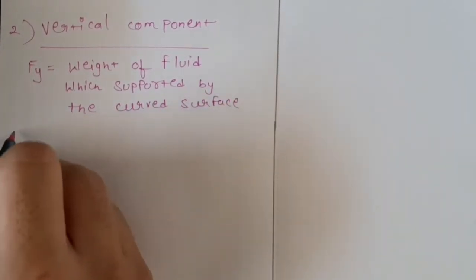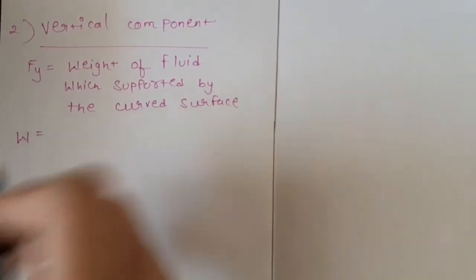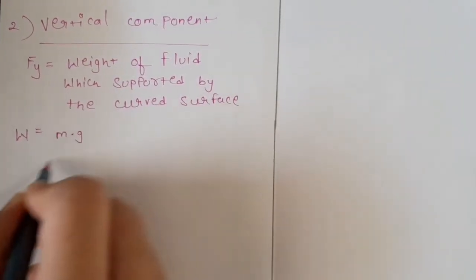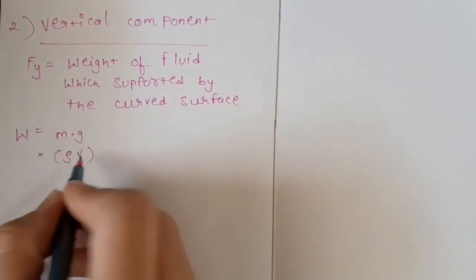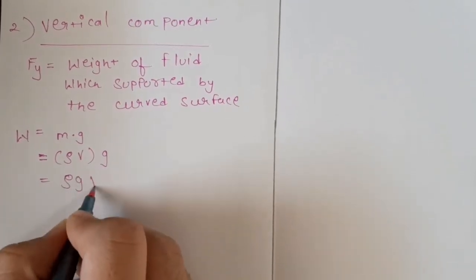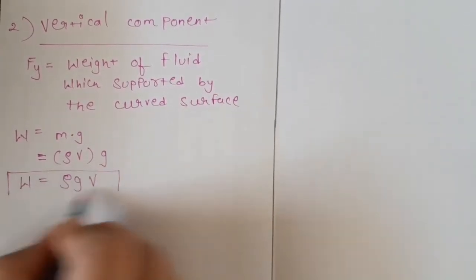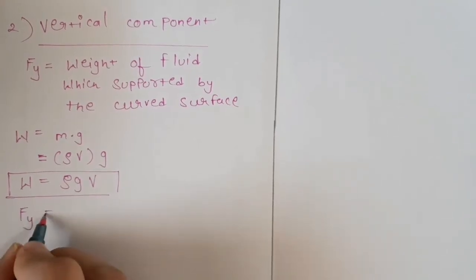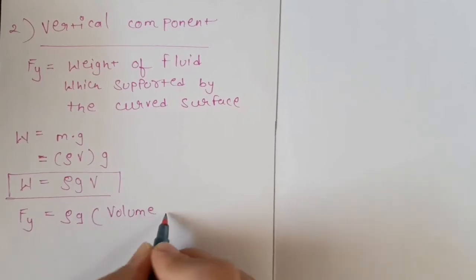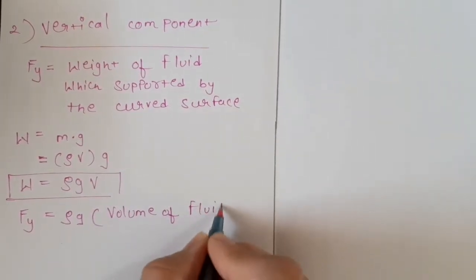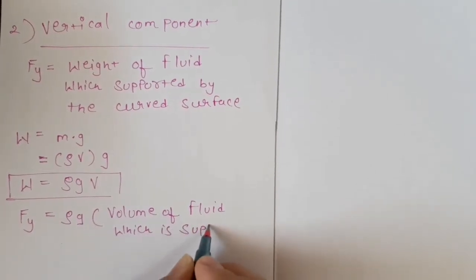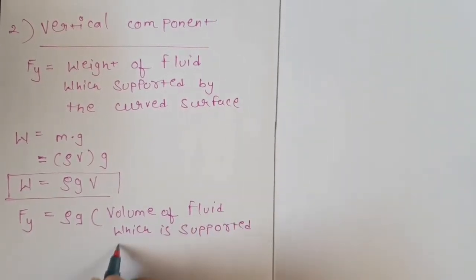Okay, so what is weight? Weight is equal to mass into gravitation. Now what is mass? It is density into volume, into g. So it will be density into g into volume. So this is the formula of weight. But here Fy will be rho g into the volume of the fluid which is supported by the curved surface.